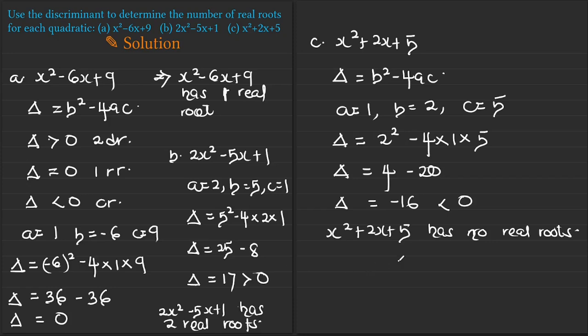So what then is our conclusion? We can conclude that for A, it has just one real root, B has got two real roots, and then C has 0 real roots.